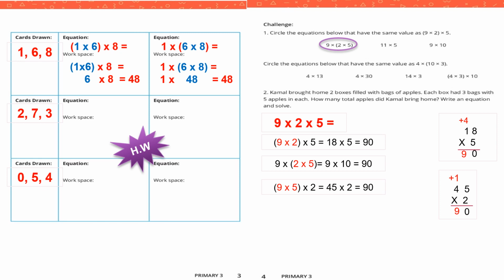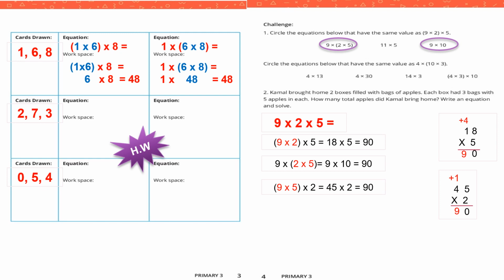But without finding the product, I don't have any 11 here. Maybe he added 9 plus 2 equals 11. I don't want to add. It's times, not plus. So it's wrong. 11 times 5, wrong. The third choice is 9 times 10. 9 times 10 is the same? Yes, yes, because 2 times 5 equals 10. If he multiplied 2 and 5 equals 10, then we can multiply 9. So it's the correct choice.